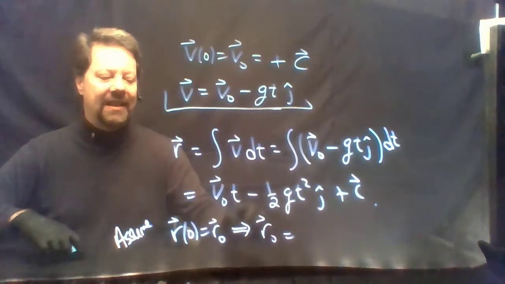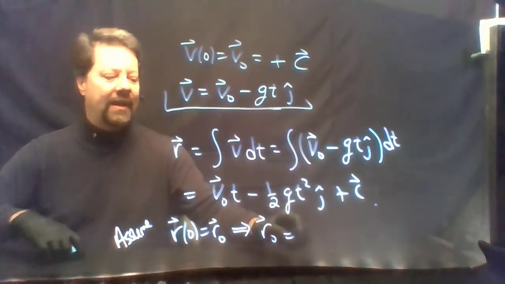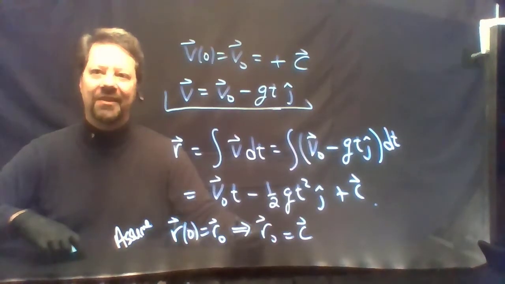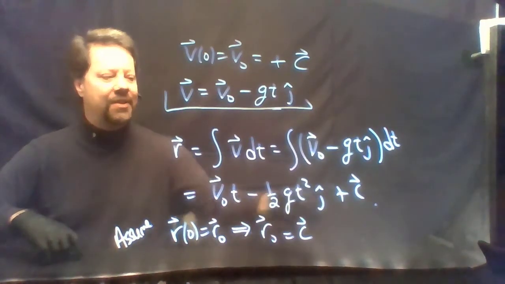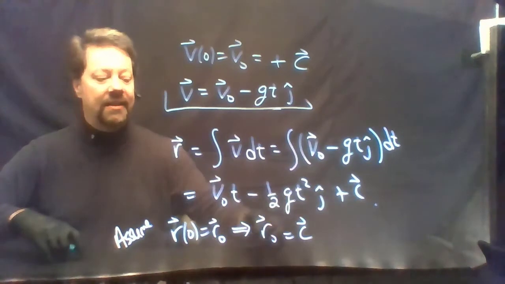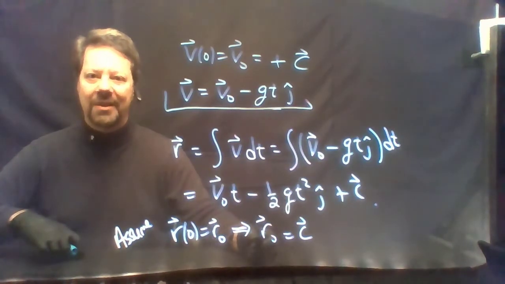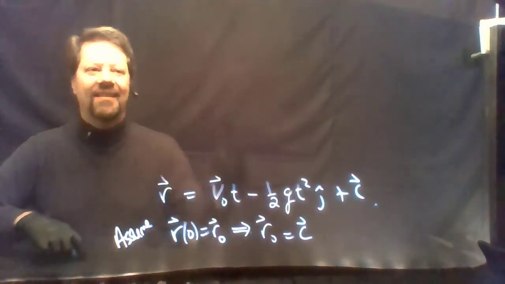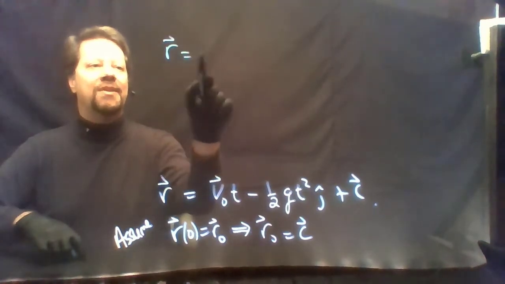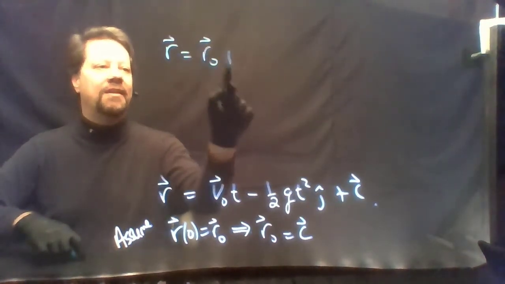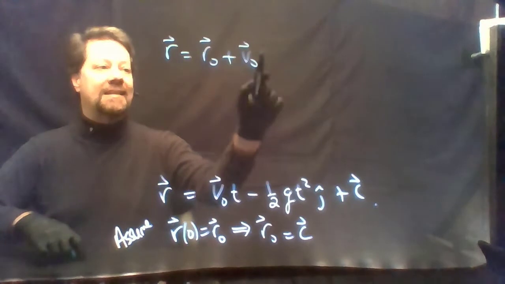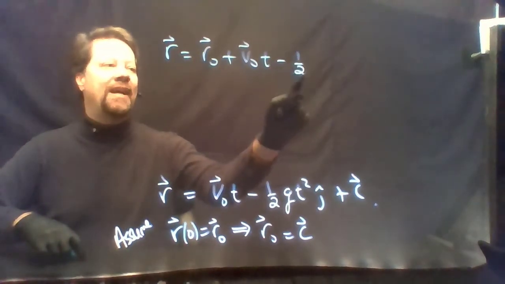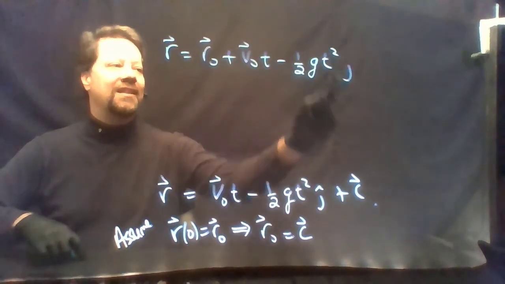When we plug in t equals 0, the first two terms will go away and we'll just end up with the constant vector c. So the physical interpretation of the constant of integration in this case is the initial position. We have then that the position is equal to the initial position plus the initial velocity times time minus 1/2 g t squared j.